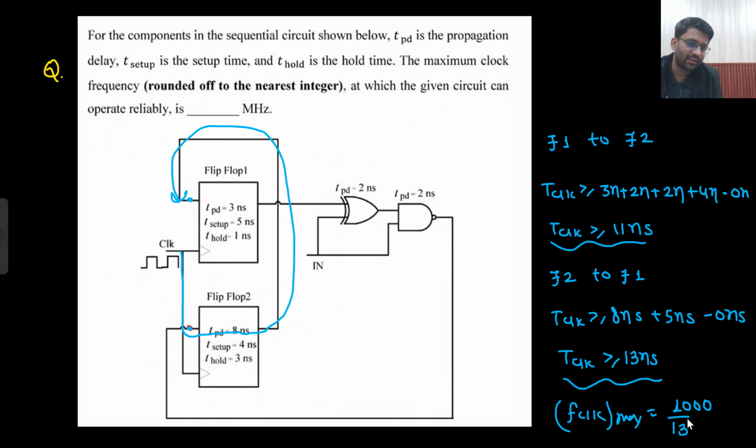So 1000 by 13 megahertz, because nanosecond means 10 to the power minus 9, and 10 to the power 9 means 1000 into 10 to the power 6. So 1000 divided by 13. What would that be? You can see, 76.92. So 76.92 megahertz, that would be the answer. Is that understandable to you?